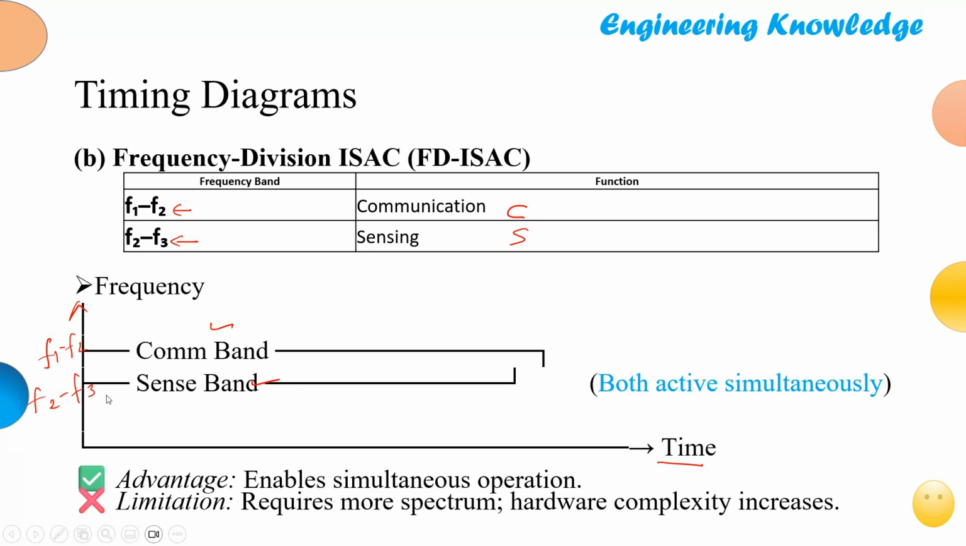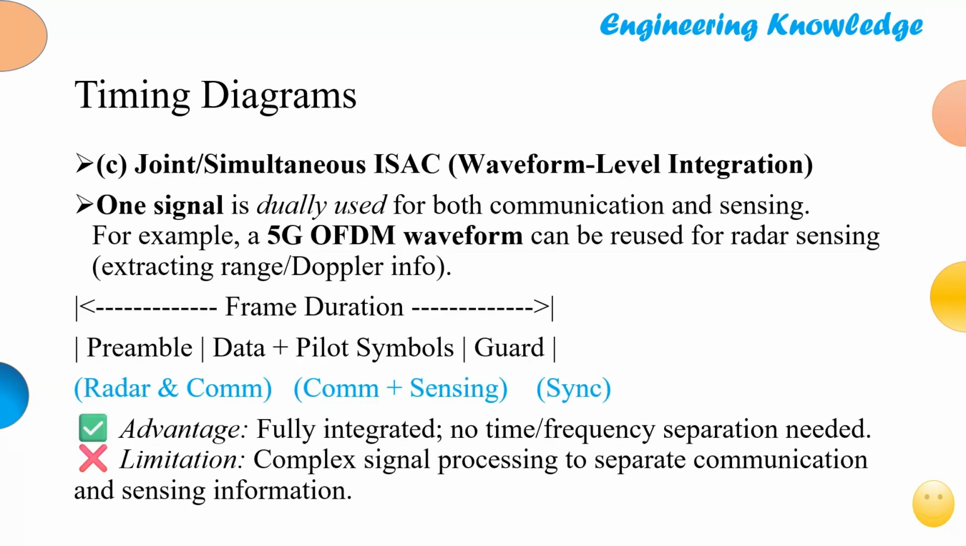It enables us to perform both the actions better, but it requires more spectrum, because you are actually making frequency division. One frequency is going to be used for communication, the other for sensing, and that hampers the system. So what is an actual ISAC system? An actual ISAC system, the joint simultaneous ISAC, is about waveform level integration, where the ISAC system actually unifies it completely.